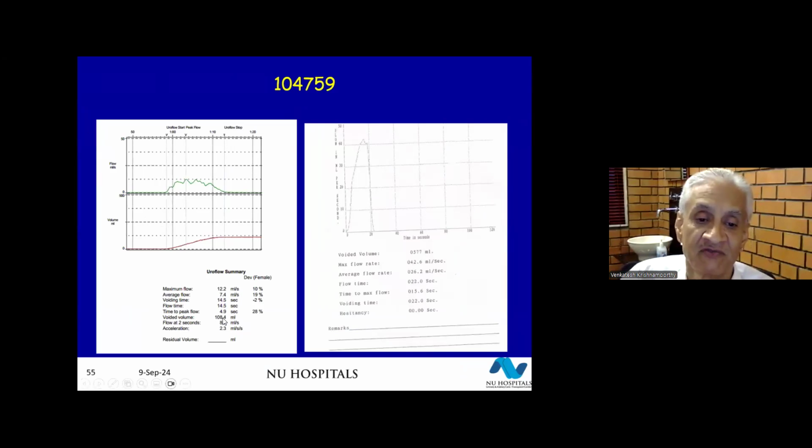Here, this patient voided 108 here and 577 here. So you see a marked difference. But again, remember, the speed of this was much slower, and therefore you have something that rises like a tower over there. But if you take time to study the time to maximum flow, you will find that this is 15 seconds out of a total of 22 seconds, which means this is a slow rise to peak.